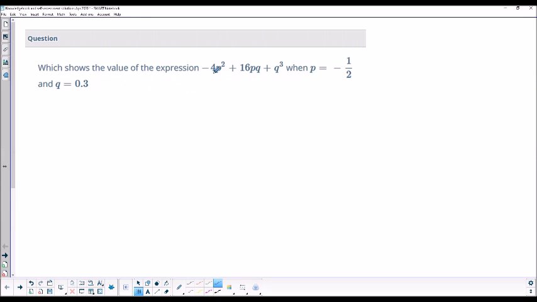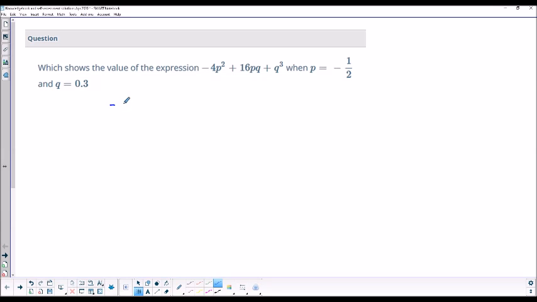So we want to see what value this expression is when p equals -0.5 and q equals 0.3. I'm not a big fan personally of having decimals and fractions in these things, but this is a question from Knowledgehook, and so they did that. So the answer ends up being a decimal. So I'll show that to you.